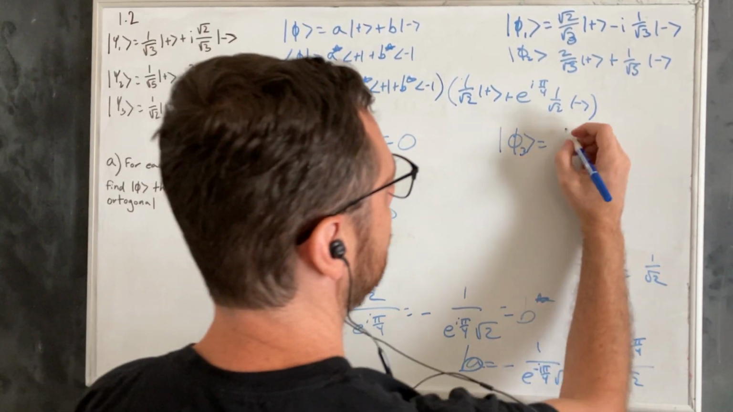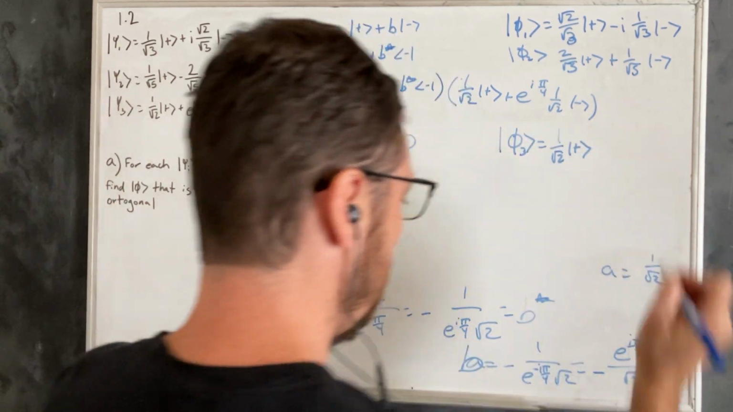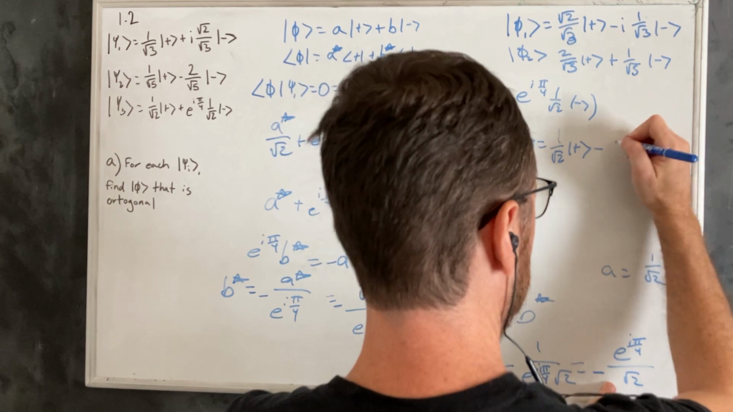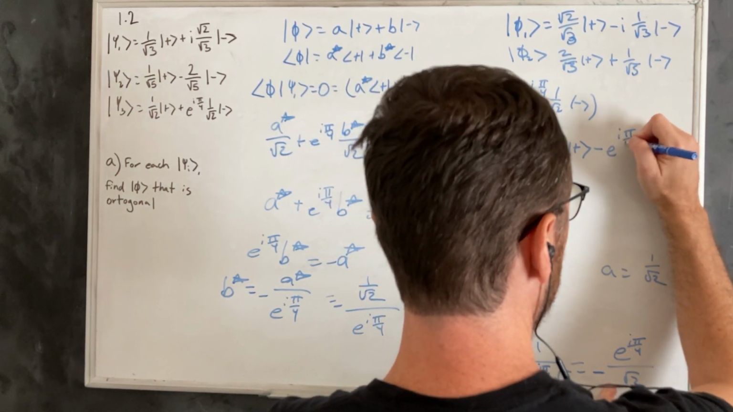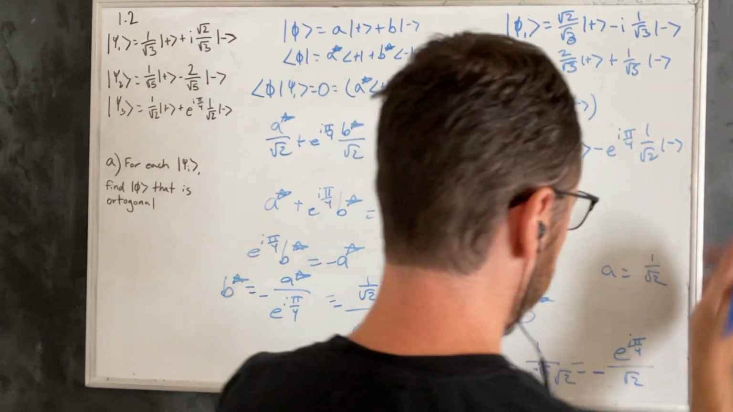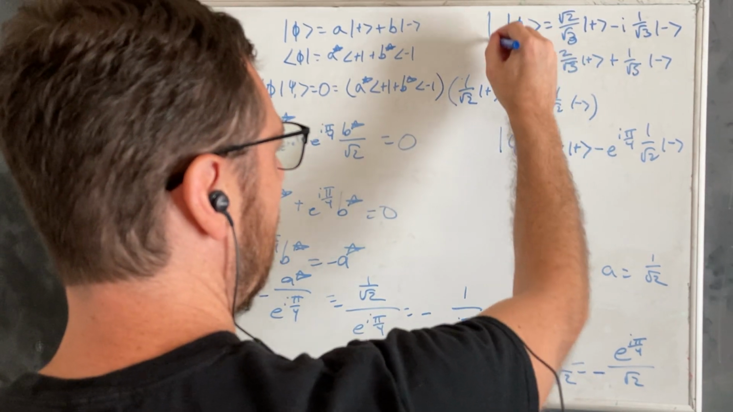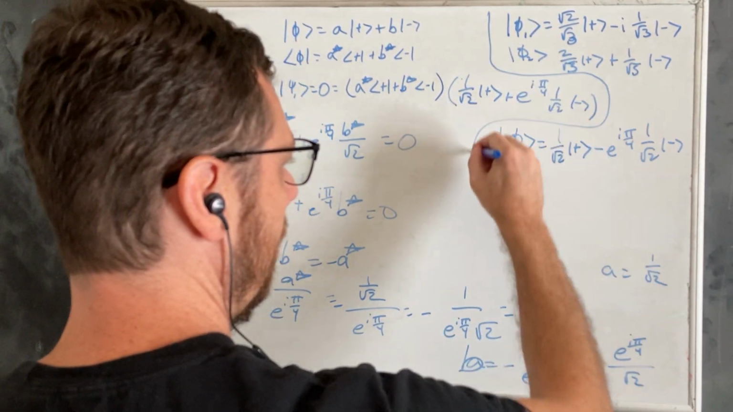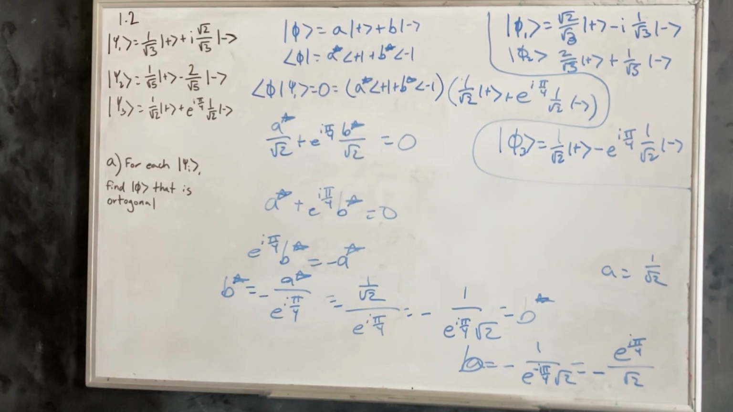All right, so our a term is 1 over root 2 up plus a minus e to the I pi over 4, 1 over root 2 down. I just pulled that 1 over root 2 by itself there. So these are our 3 orthonormal states that relate to these states here. And I'll do part B in the next video.